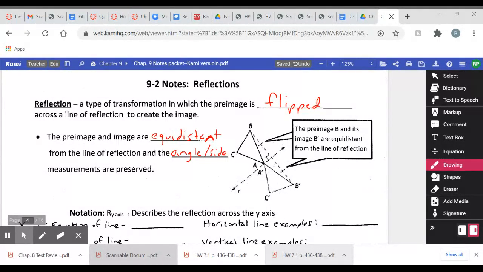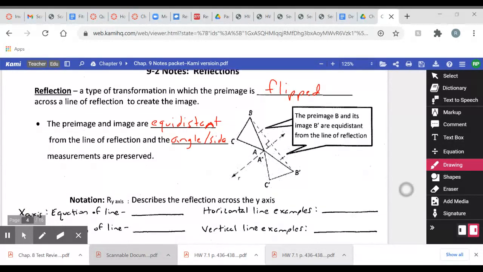To the right of the figure, it says the pre-image B and its image B prime are equidistant from the line of reflection. And remember, we've talked about previously, if we want to speak of a distance from something, it's always going to be that right angle distance. That's the only way we can make that distance consistent every time. We're talking about a distance from a point to a line, so it's going to be the right angle distance.